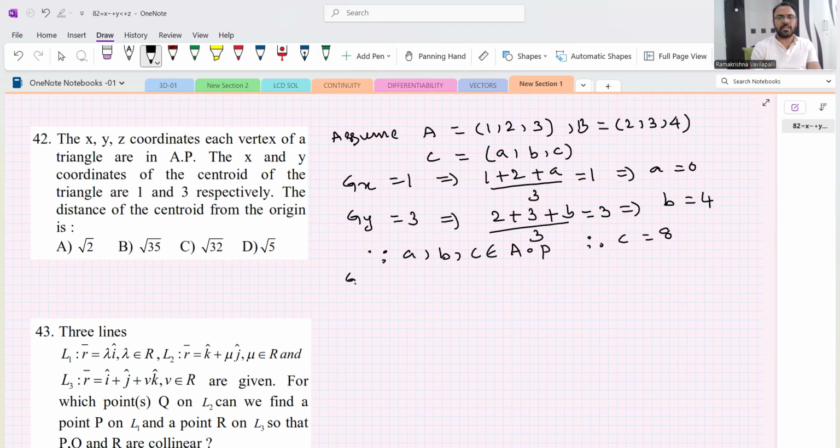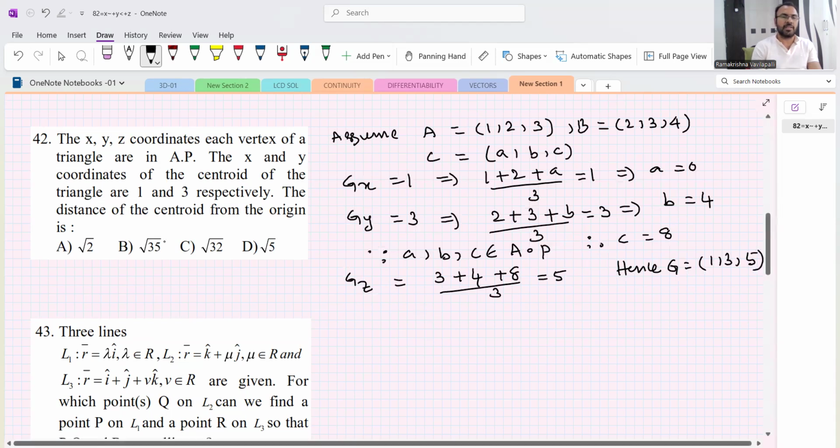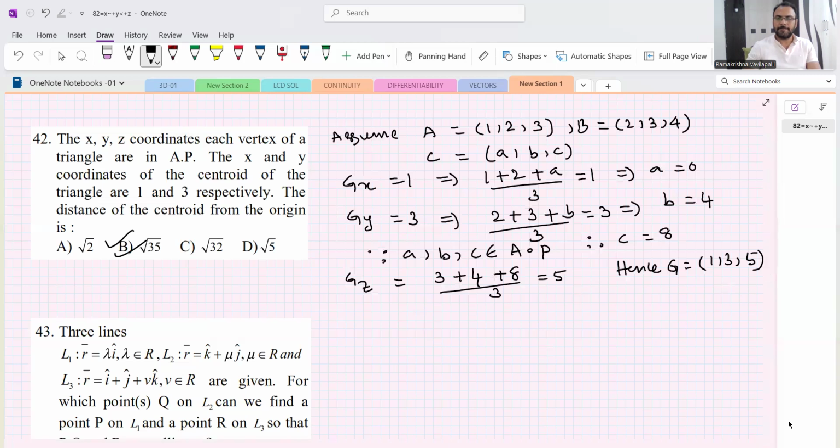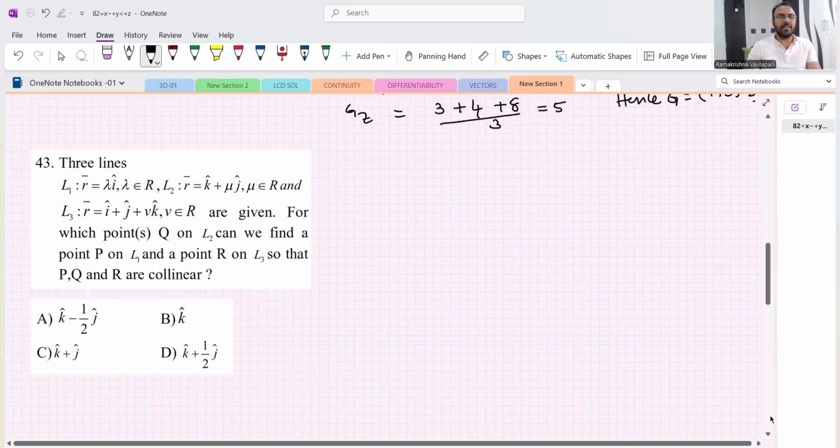So what is the z coordinate of the centroid? This is equal to (3 plus 4 plus 8) by 3, nothing but 5. Hence, the centroid coordinates are G equal to (1, 3, 5). Asked what is the distance of the centroid from the origin, that is root 35. Next question.